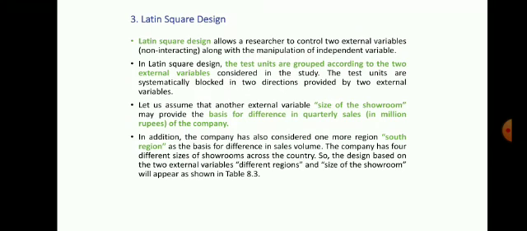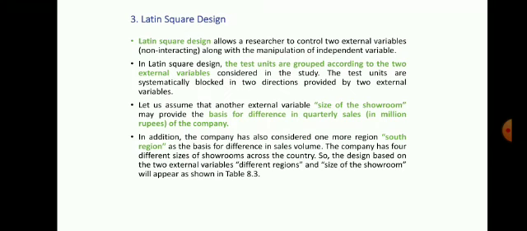Now let us come to the Latin square design. It allows the researcher to control two external variables which are non-interacting with each other, like age and gender, while manipulating the independent variable. Here the test units are grouped according to the two external variables, like the size of the showroom for example, on the basis of the difference in the quarterly sale of the company.